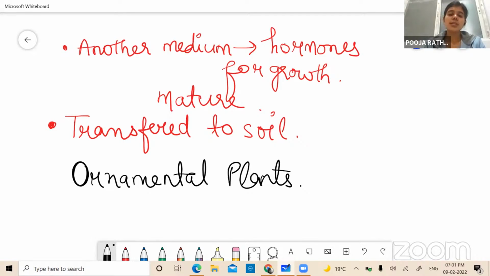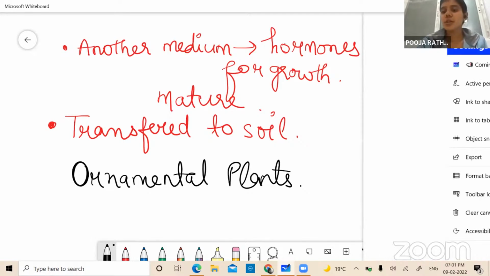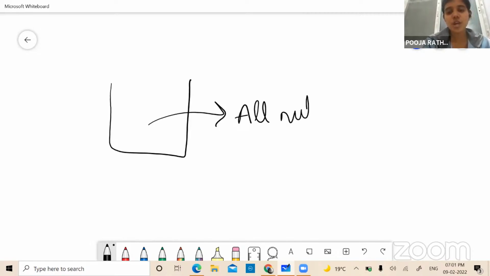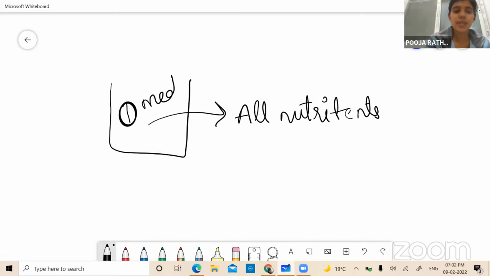These tissues or cells which are separated are specialized ones which have the capability to regenerate themselves into new plants. They are transferred to a medium in which all nutrients are present, which are very important for a particular plant to grow. After they mature enough in the first medium, they are transferred to the second medium.